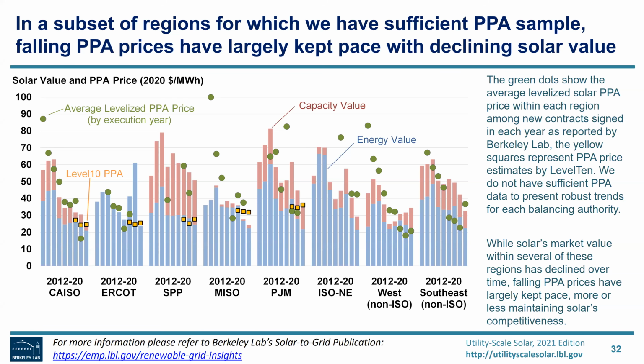While solar's market value has declined over time, the falling PPA prices that Mark presented have largely kept pace, thus more or less maintaining solar's competitiveness. In some regions like SPP and the broader non-ISO West, solar's 2020 energy and capacity value actually exceeded that of a levelized PPA price of contracts signed in that same region in the same year. An off-taker who purchased solar power then through a PPA paid less than what they otherwise would have had to pay when purchasing the same amount of energy and capacity from the wholesale spot market in that region.